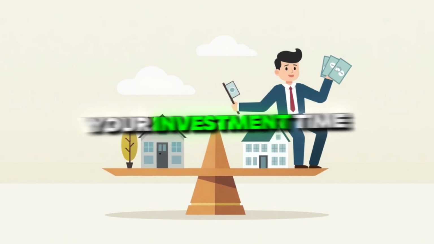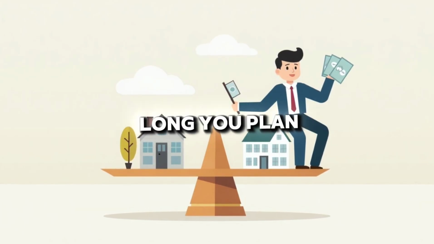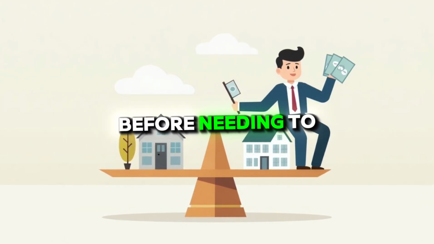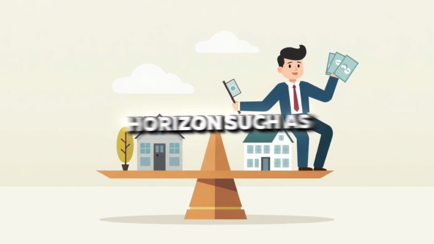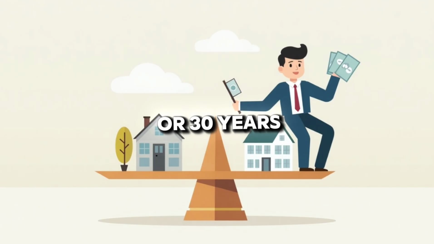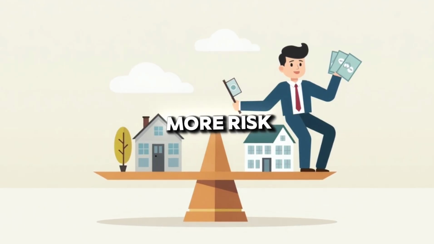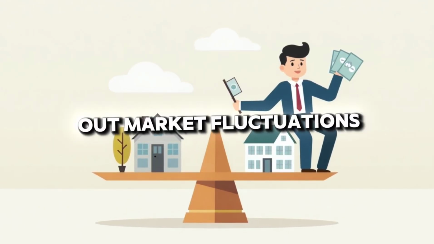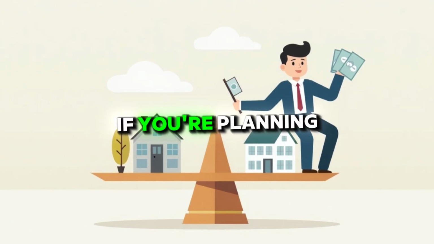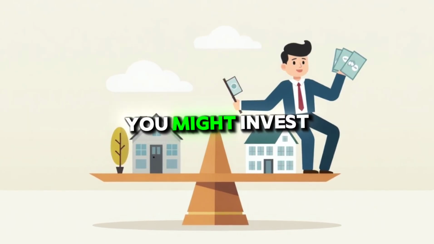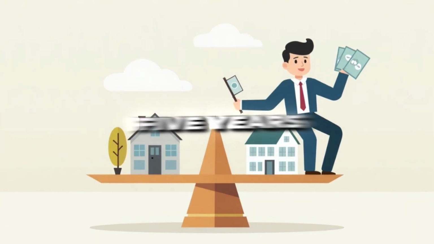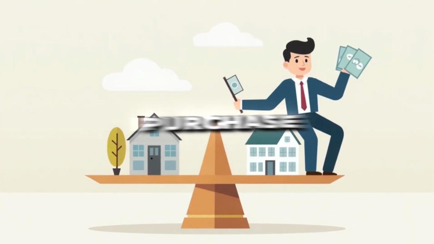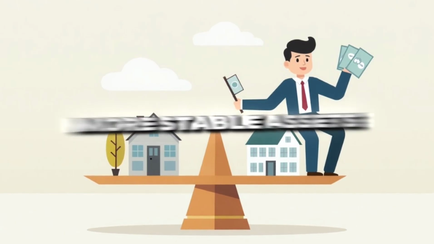Your investment time horizon refers to how long you plan to hold your investments before needing to access the money. A longer time horizon, such as 10, 20, or 30 years, typically allows you to take on more risk since you have time to ride out market fluctuations. If you're planning for retirement, for example, you might invest more in stocks and real estate. But if you need the money in the next 5 years for a major purchase, you may want to focus on more stable assets like bonds.